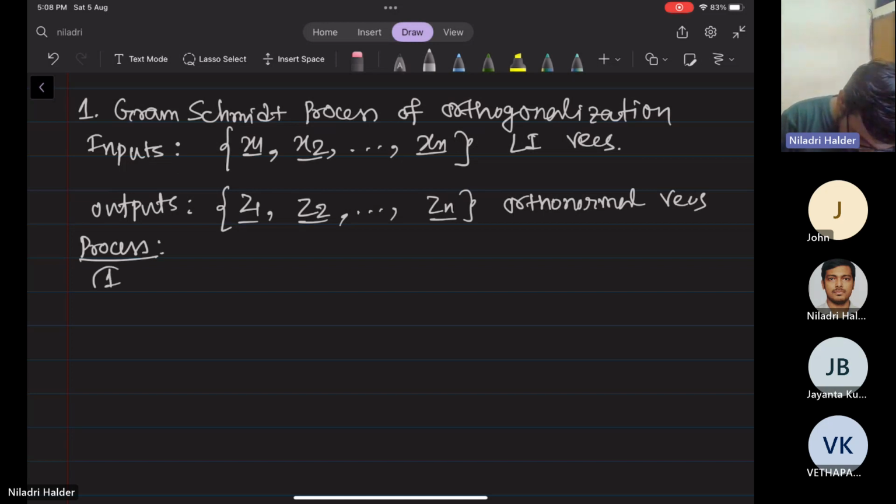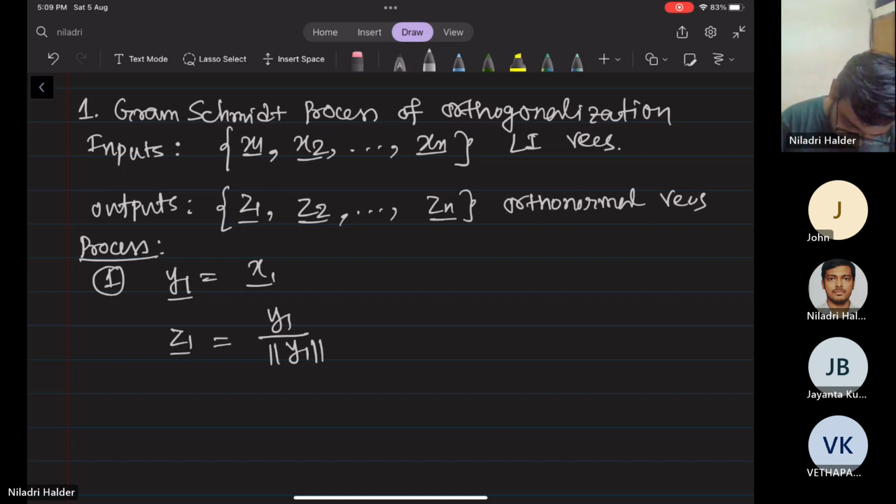So first we will take y1 as x1. Okay. Then we'll find z1 equals y1 divided by norm of y1. So the norm of z1 then becomes 1. So that's why this z1 is an orthonormal vector.